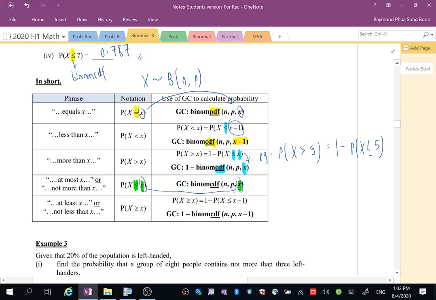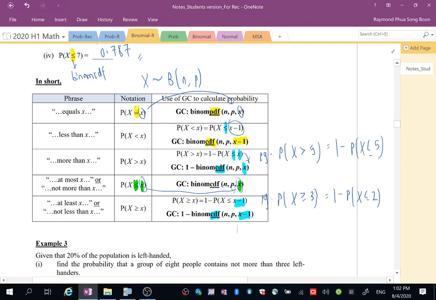So probability x at least x is equal to 1 minus probability x less than or equal to x minus 1. Okay, so for example, probability x at least 3 is equal to 1 minus probability x less than or equal to 2. They are the same. Once you've changed it to this form, then this value over here is x minus 1, so you use binom CDF and x minus 1 as your third value that you key into your GC.